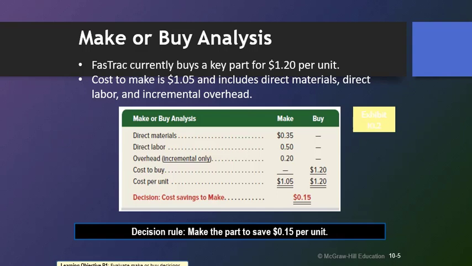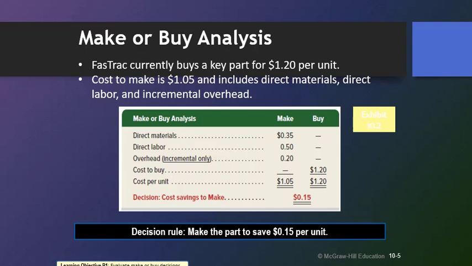Now, why? Because if they were running at 100% capacity already, then in order to make this new product or component, they may actually have to expand their manufacturing operations, which would add to their cost, okay? But in this case, they're only running at 80% capacity, which tells us we have some extra resources available if we decide that that's how we want to use them, okay?